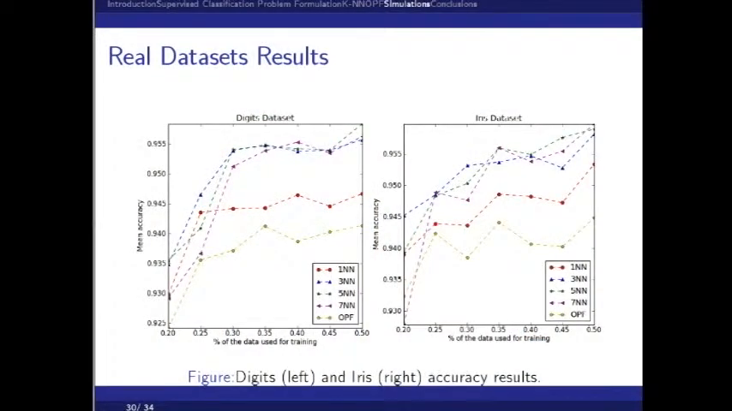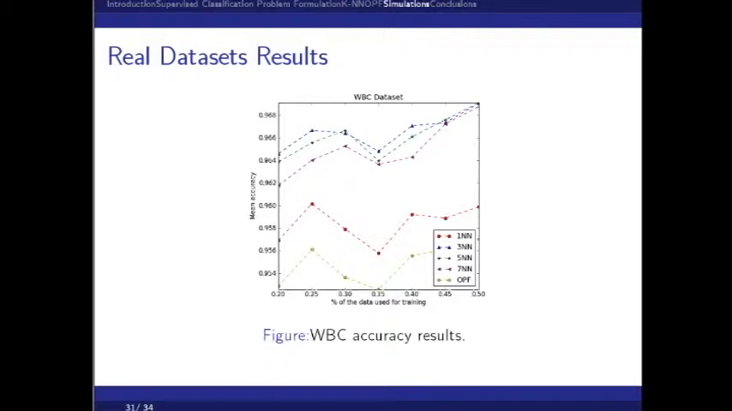Since KNN is less sensitive to noise with K larger than 1, it usually achieves better results than OPF and 1 nearest neighbor, as we can see here in the accuracy results. Again, for the WBC datasets, OPF and 1 nearest neighbor have worse results than KNN for K larger than 1.